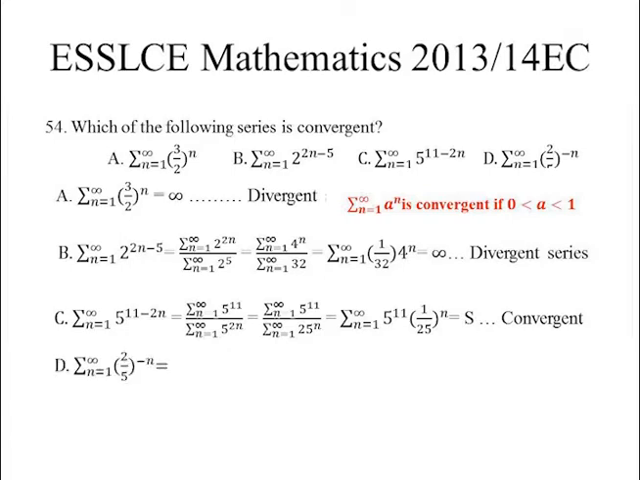Choice D, summation of 2 over 5 to the power of negative n ranging from 1 up to infinity. This is equal to summation of 5 over 2 to the power of n ranging from 1 up to infinity. Again here, the base 5 over 2 is a number greater than 1, so the summation of this series gives us positive infinity, that's a divergent series. So except C, all choices are divergent series. Choice C is a convergent series, so the correct answer is choice C.